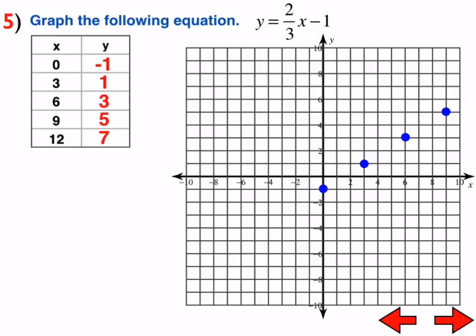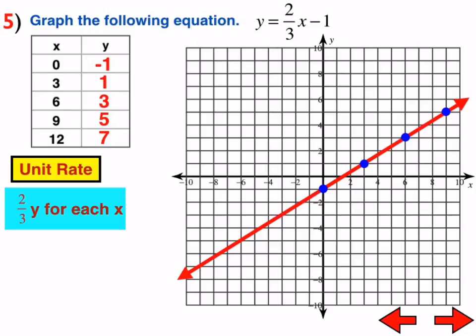Now, obviously, that one doesn't fit on our coordinate plane, and that's okay. We just won't plot that one. Draw our line all the way through the coordinate plane, like so. Our unit rate is 2/3 of a y for each x.